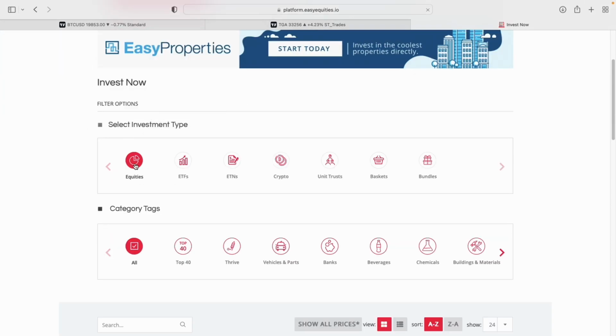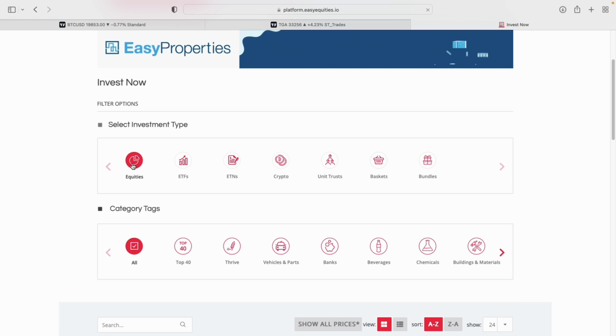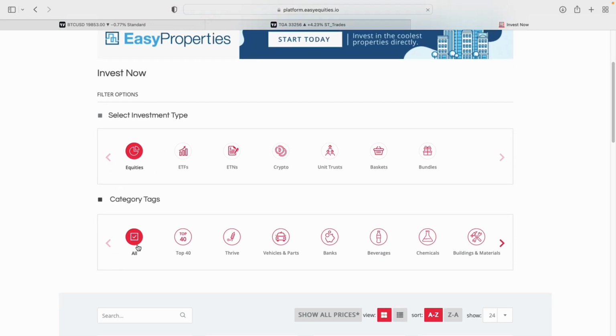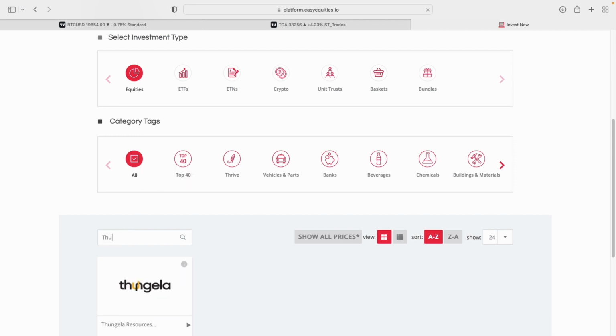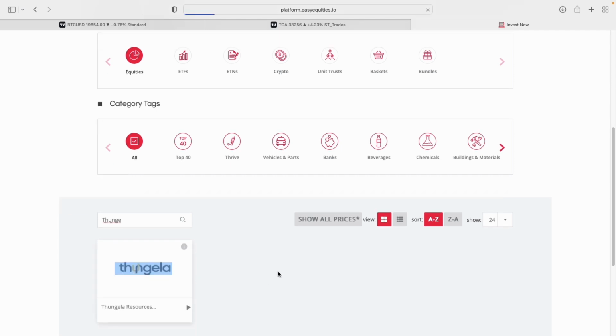Then here we know that the kind of investment that we want to use is equities, because we're looking at shares and we want to search in all the companies. We're not looking at a specific company. Then we can write there the name of Thungela. You see, as soon as I start typing, Thungela popped in there. Then you click on Thungela there.